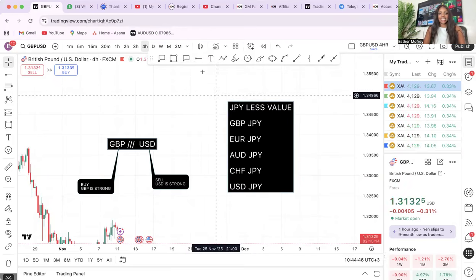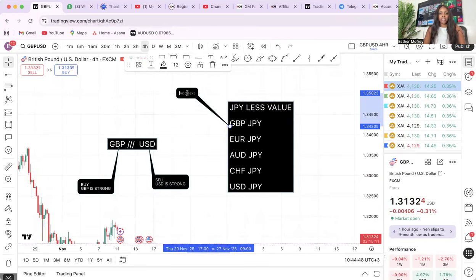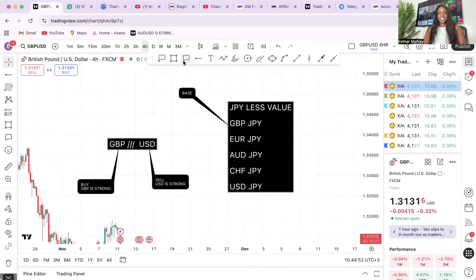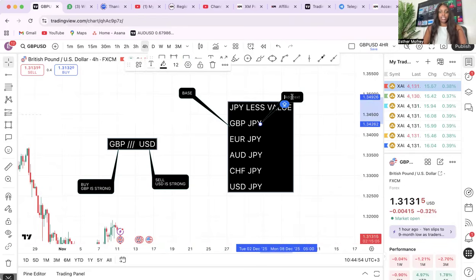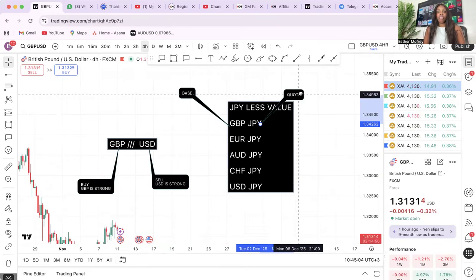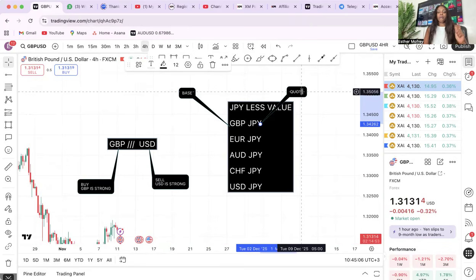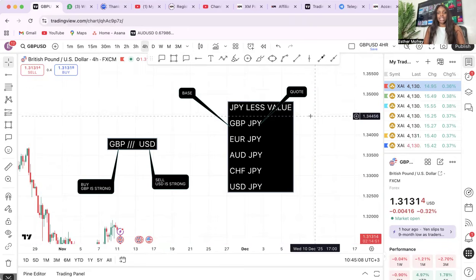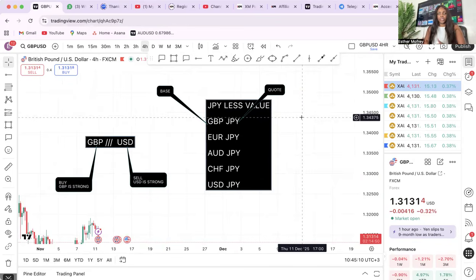Because the first currency is the base, the GBP is the base, and the second currency is the quote. Between the base and the quote, the base has value, when we are grouping. So the base has more value than the quote. Now, when we talk of GBP JPY, at the back of your mind you know GBP has more value than JPY.